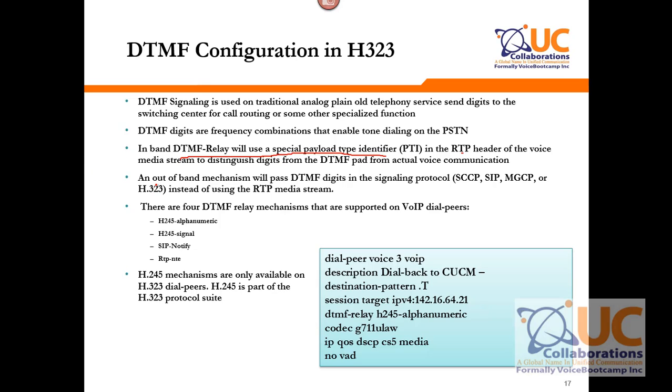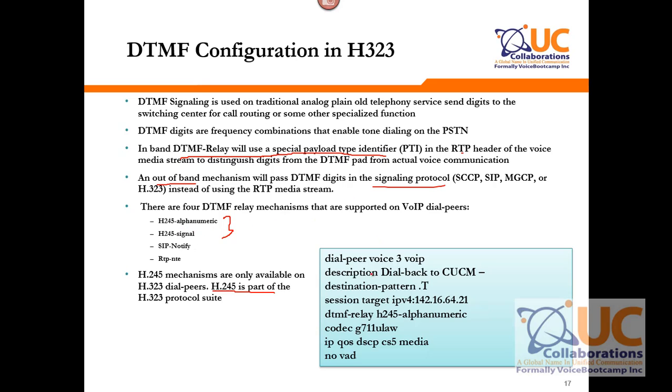So what you need to do is enable out-of-band DTMF, where the DTMF signals will be passed in the signaling protocol. And all signaling protocols use TCP ports. Therefore, there's always an acknowledgement should the DTMF signals get dropped. Now in H323, you have H245 DTMF by default. There are 4 types of DTMF supported in a dial peer: H245 alphanumeric, H245 signal, SIP NOTIFY, and RTP NTE. The ones we're more concerned about are the H245 ones for H323, and both of them are out-of-band signaling.